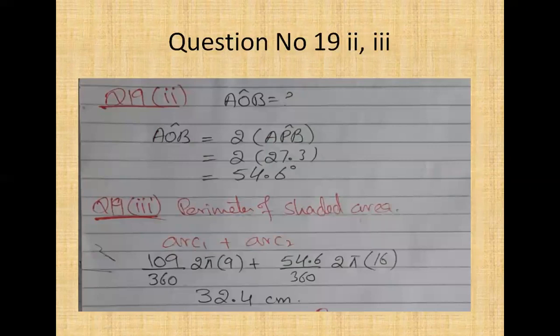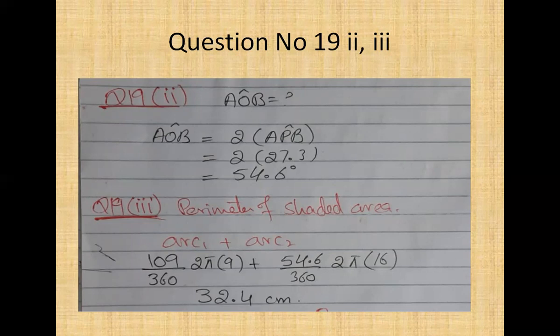For the angle AOB, that's the property of circles, that the angle subtended at the circumference and the angle subtended at the center by the same chord. The angle subtended at the center is 2 times the angle subtended at the circumference. So the angle AOB will be equal to 2 times the angle APB. So 2 multiplied by 27.3 degrees will be 54.6 degrees.